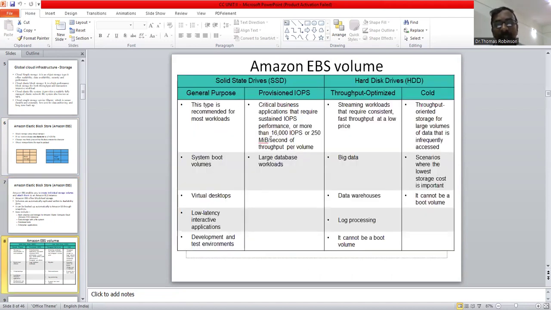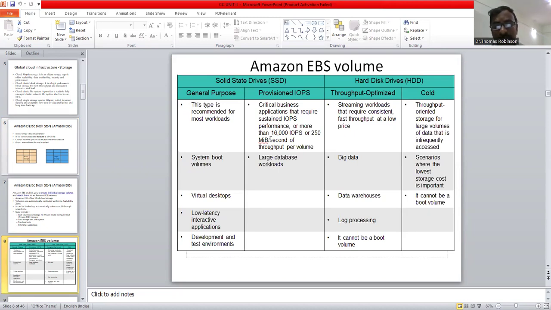The Amazon EBS volumes we can categorize into two: SSD, that means solid state devices, and another one known as HDD, that is hard disk drives. For SSD there are categories: general purpose and provisioned IOPS. And for hard disk, we have throughput optimized and cold. The general purpose category is recommended for most workloads.